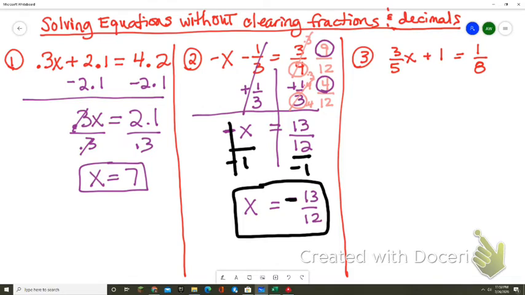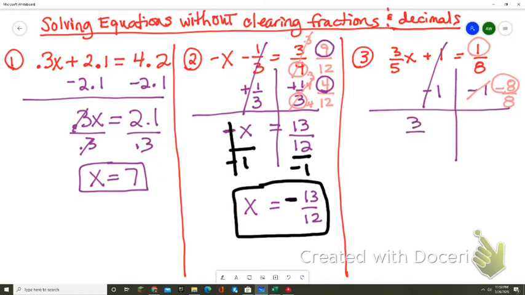On number 3, we are going to have to subtract 1 from both sides. When we're subtracting fractions, again, you have to get a common denominator. So the common denominator here is going to be 8. So -1 turns into -8/8. When you are subtracting fractions, you subtract the numerators, and you keep the denominator the same. So here's our equal sign. So we get 3/5 x on the left side equals 1 minus 8 is -7/8.